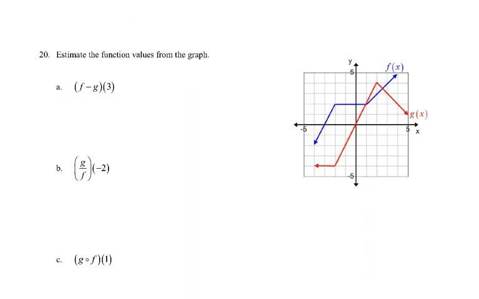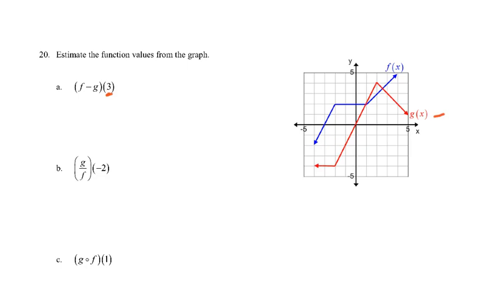The last part of the algebra of functions is going to be actually evaluating the subtraction of functions, the addition of functions, etc., at certain values from the actual graph. And so what we're going to do here, we have two graphs. We have f of x, which is in blue, and we have g of x, which is in red. And we're going to evaluate the subtraction, division or composition at each of these values of x.